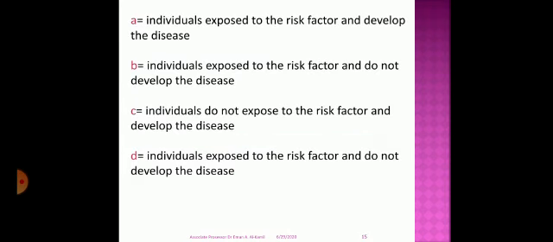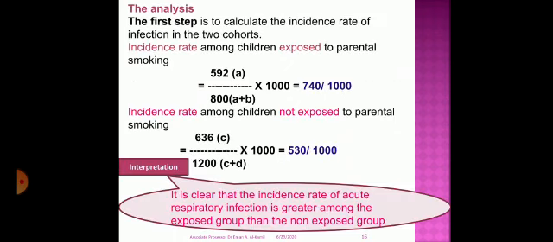So A denotes children who are exposed to smoking and develop respiratory infection, while B are exposed to the risk factor but do not develop the disease. C is the group of children who are not exposed to the risk factor but develop the disease, while D are individuals who are not exposed to the risk factor and do not develop the disease.